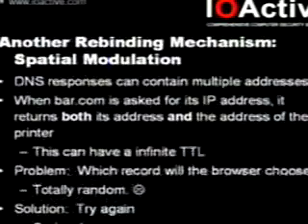Yeah, about that. There's another method, and it's called spatial rebind or spatial modulation. When you look up a name, the name can return multiple addresses at the same time. And those records can have like an infinite TTL. Now the question is, which record is the browser actually going to use? I don't know. It'll use one of them. Okay, well, what if it picks the wrong one?